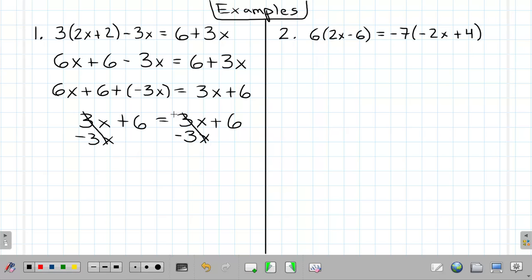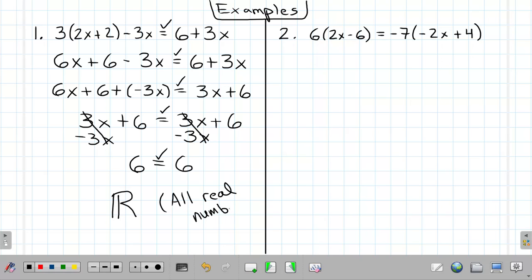Once again, we do this, it gets rid of the 3x's on both sides, so at the end we get 6 is equal to 6, which is obviously true. So that means, once again, if that's always true, then our original equation has infinitely many solutions. So I'm going to use the fancy R here and say our solutions are all real numbers. There's infinitely many solutions. Once again, I'll remind everybody that this means all real numbers, meaning any number you can think of, if you plug it into that equation, both sides will always be equal.